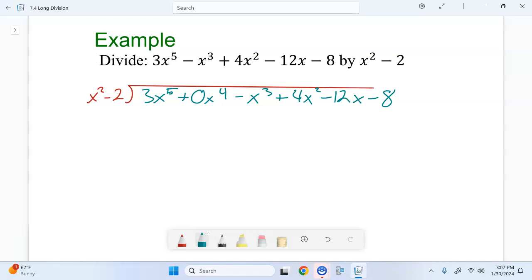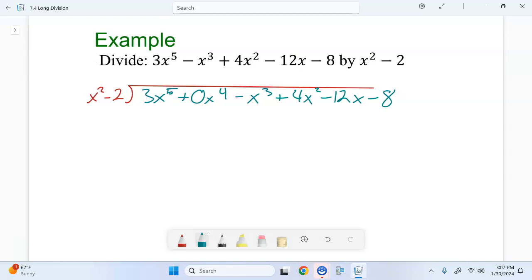This example is really important because you're going to see the importance of having your work neat and ordered and nice and pretty. Now, we did a placeholder 0 for x to the 4th. On the divisor, we don't need a placeholder 0. We only need it for our dividend. So you can leave x squared minus 2 the way it is.